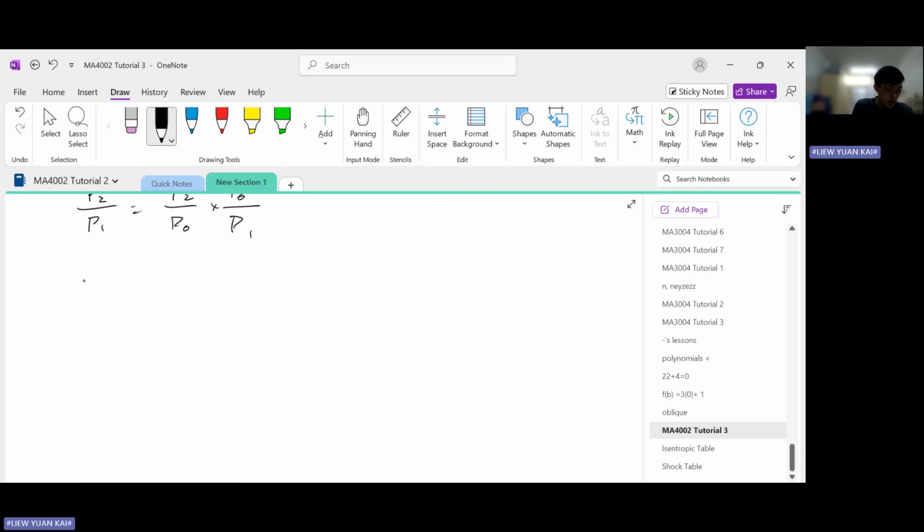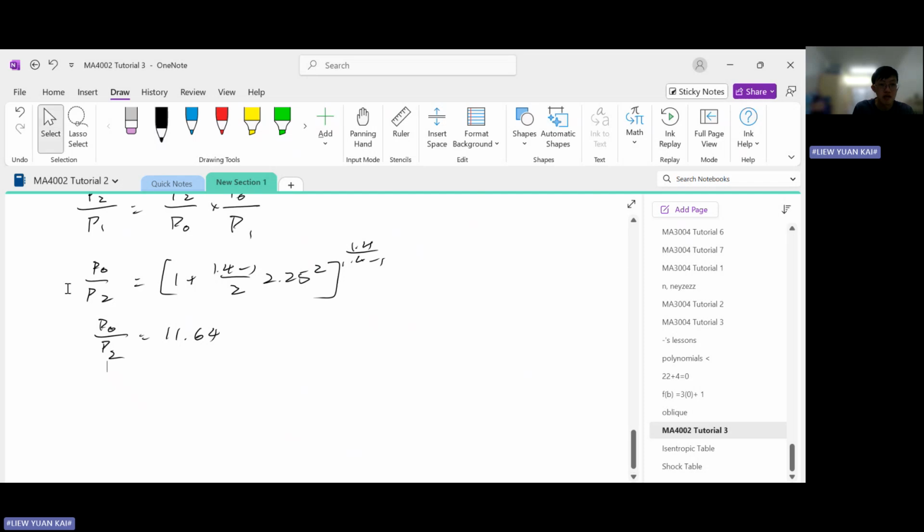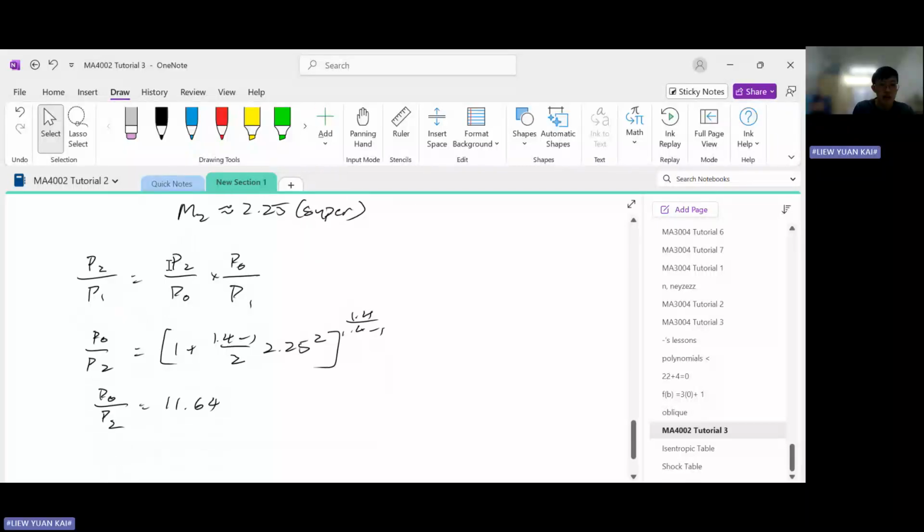If you apply that formula to point 2, you have P naught over P2 is equal to 1 plus (1.4 minus 1) over 2 times the Mach number at point 2, which is what we found, squared, to the power of 1.4 over 0.4. If you press this in your calculator, this will be 11.64. Now, you may ask, how do we get P2 over P naught instead? This is just the upside down of this. In other words, P2 over P naught is the reciprocal of P naught over P2.